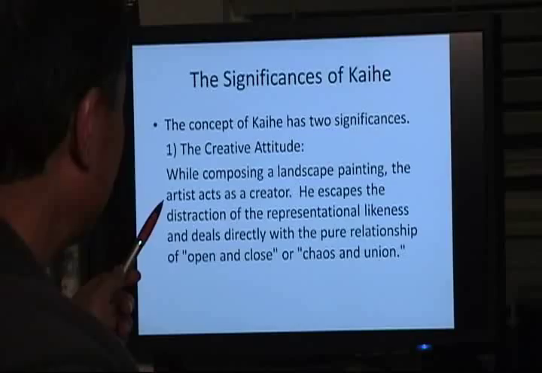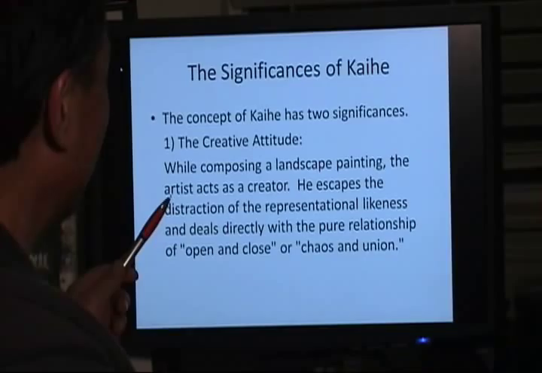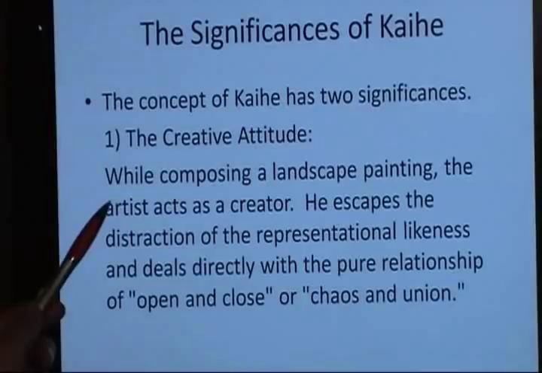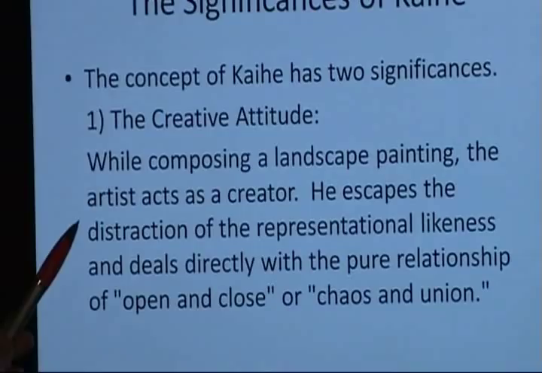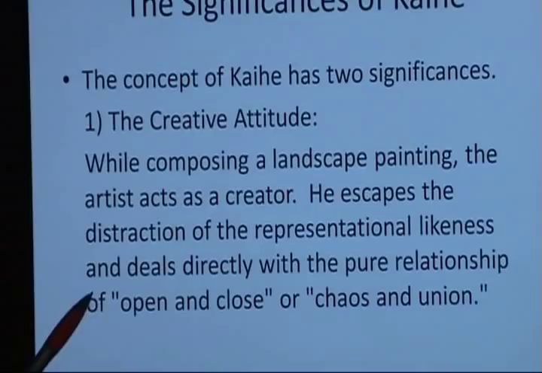The significance of Kaihe has two levels of understanding in Chinese landscape painting theory. The first level has to do with the creative attitude. I would think this is a metaphysical level. While composing a landscape painting, the artist acts as a creator. He escapes the distraction of representational likeness and deals directly with the pure relationship of open and close, or chaos and union.